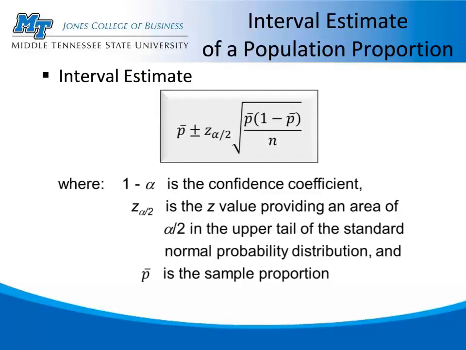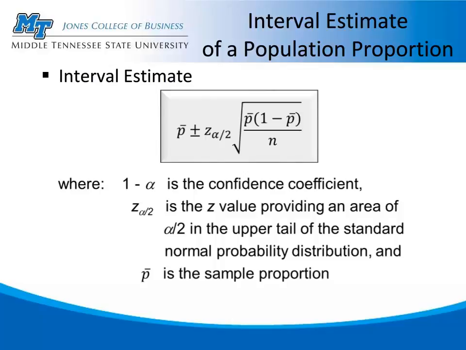The textbook uses the subscript alpha divided by 2 on the z value, but it's the same situation as it was for estimating the mean. You have a level of confidence. The complement of the level of confidence is called the level of significance. The symbol for that is alpha. Now the level of confidence is going to go in the middle of the z-distribution. That means that the level of significance is going to have to fit in the two tails. Half of it goes in the lower tail, half of it goes in the upper tail.